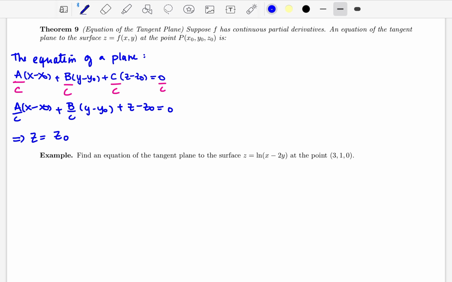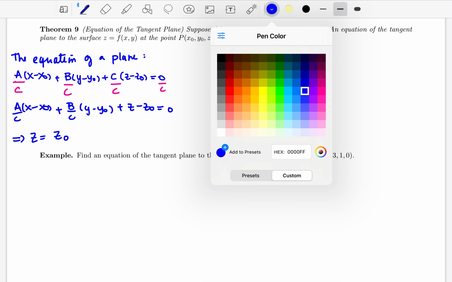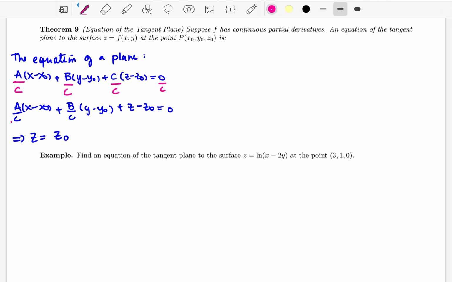And then I will conveniently rename these two things. I'm going to call a over c negative a, and b over c negative b, so that when I move them to the other side, I don't have any negatives. My formula does not have any negatives. So I have z here, I move z naught to the other side.